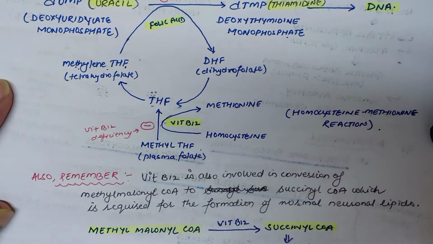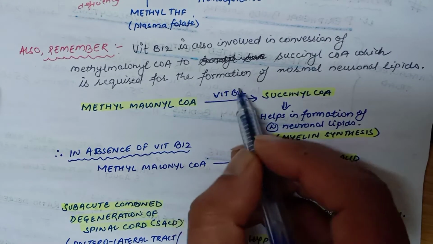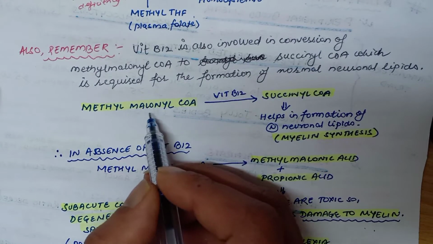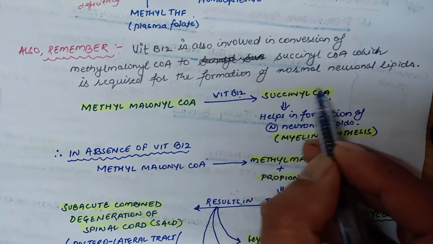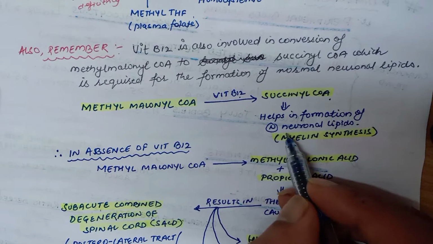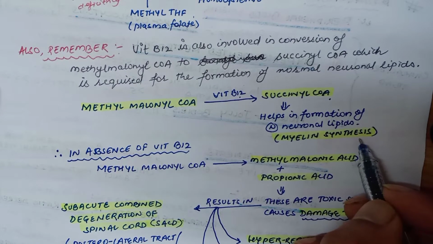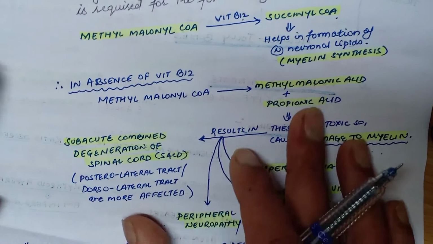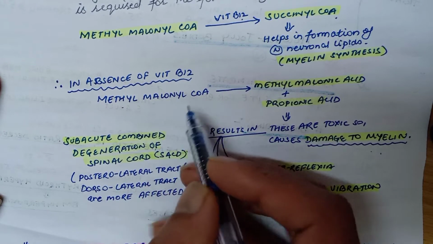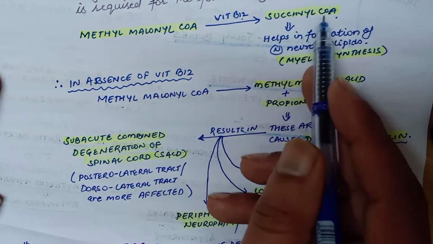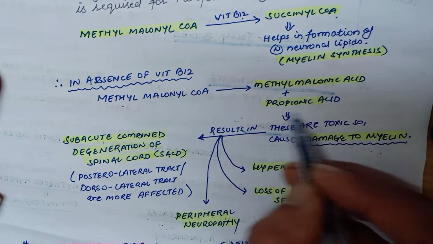Now we also need to remember that vitamin B12 is involved in the conversion of methylmalonyl coenzyme A to succinyl coenzyme A. This succinyl coenzyme A helps in the formation of normal neuronal lipids, which helps in myelin synthesis. In absence of vitamin B12, methylmalonyl coenzyme A will not get converted to succinyl coenzyme A. So there will be accumulation of methylmalonic acid and propionic acid.